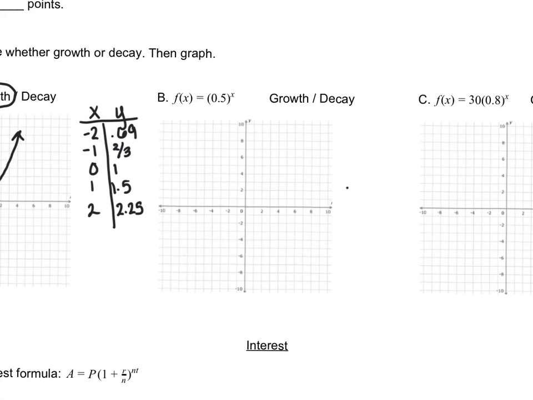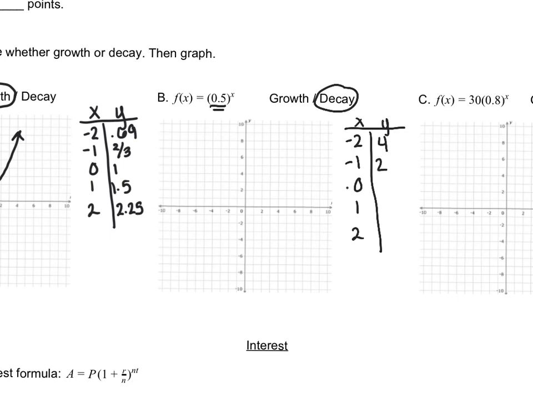For example B, this is going to be a decay. How we know it's a decay is because this number right here is less than 1. So we pick our x values, -2, -1, 0, 1, and 2. We fill it in. 0.5 to the -2 power is 4. 0.5 to the -1 power is 2.